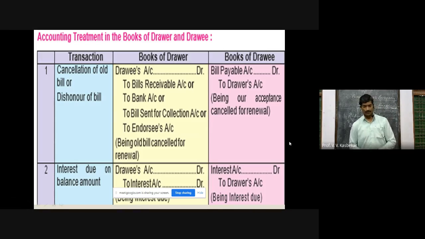Here, to interest account. In the books of drawer, interest will be income for drawer, and that is why it is credited. You can see drawee's account debit: drawee will be debtor for drawer, and to interest account. Interest is credited because it is income for drawer. For drawee, it is an expense. So interest account debit to drawer's account. So being interest due, interest will be expense for drawee and drawer will be creditor for drawee.